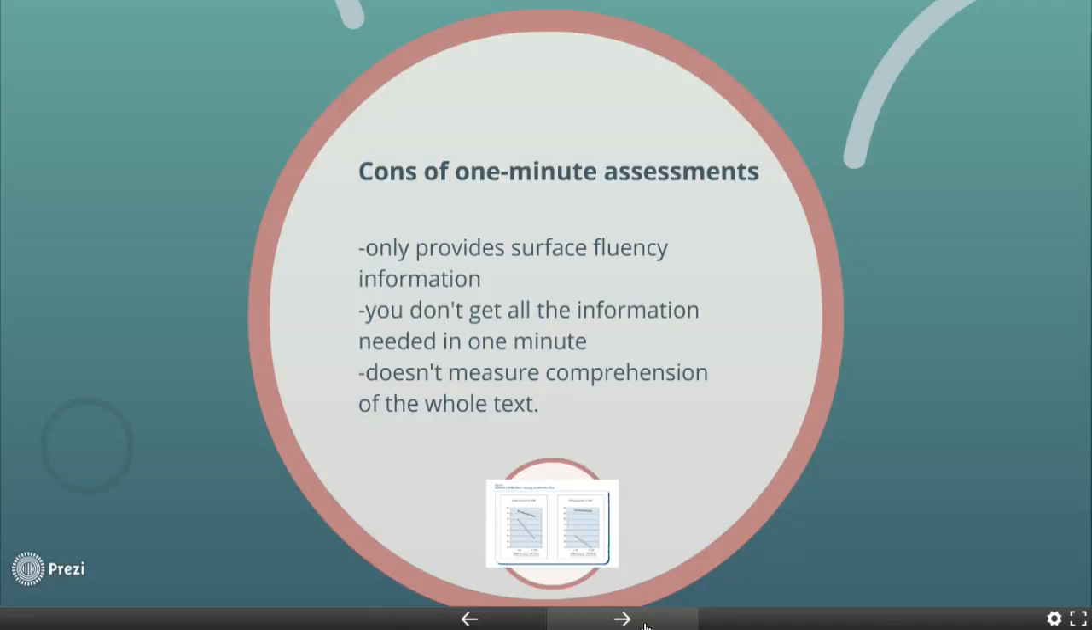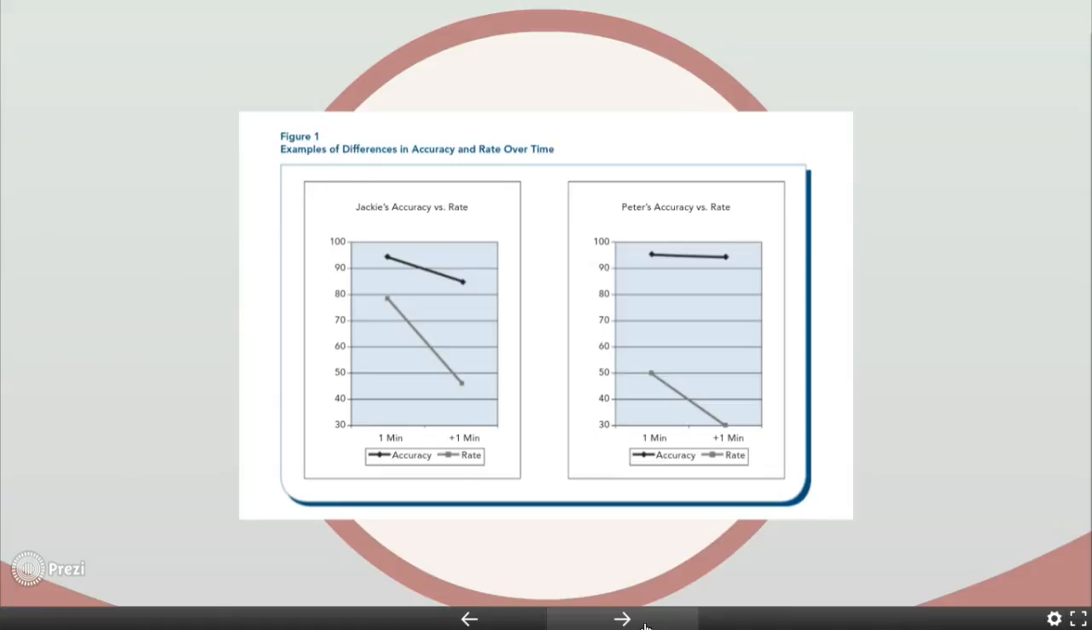Now think about what you pondered before and see if it compares to the pros and cons that I just mentioned. Here's a graph that shows the accuracy and rate and what happens after reading more than 1 minute. As you can see, the accuracy and rate is going down in each of these students. Okay, and this is after reading for more than 1 minute.